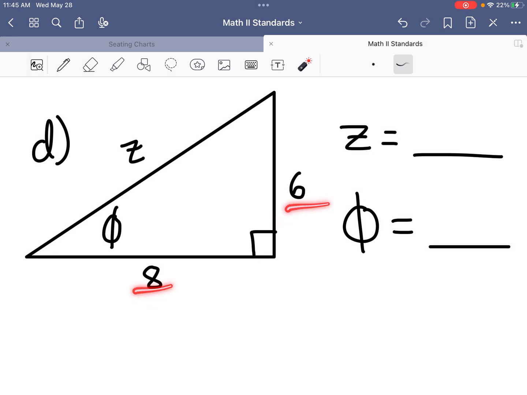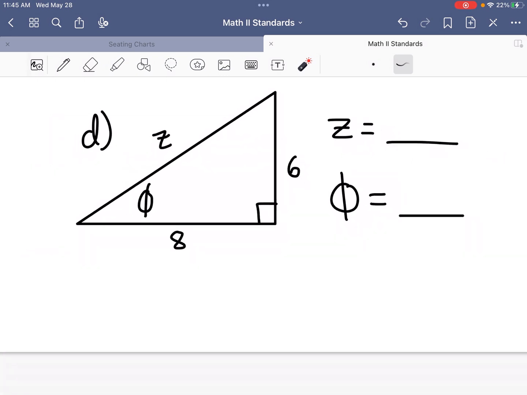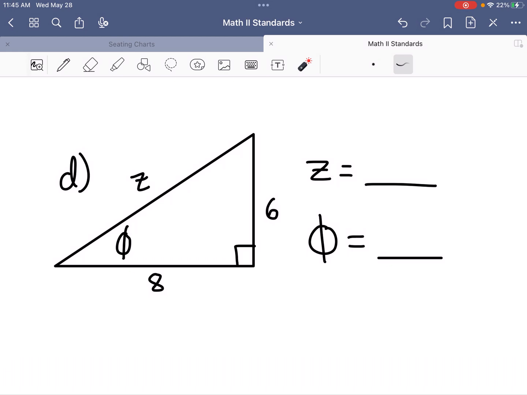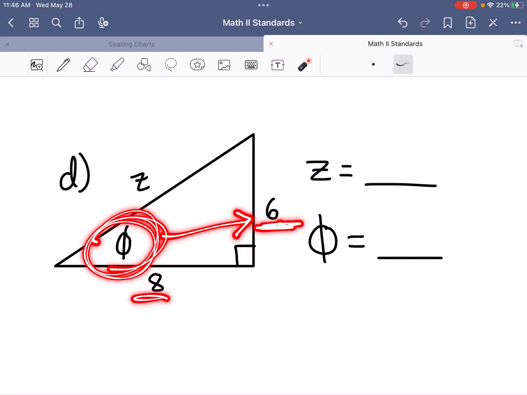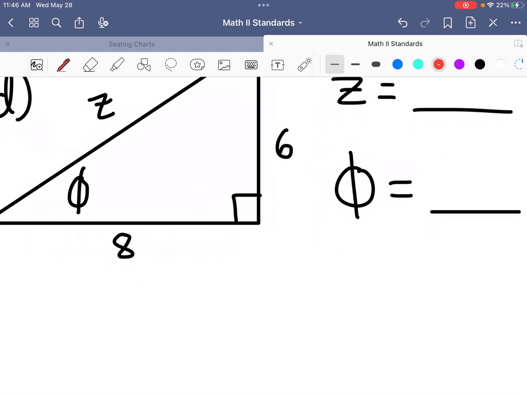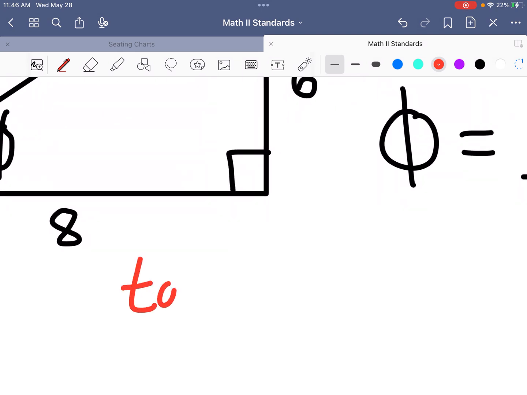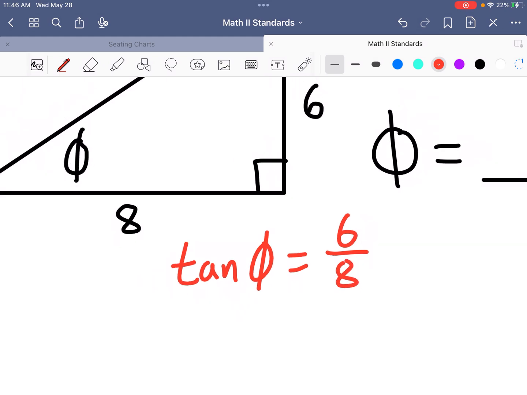A squared plus b squared equals z squared. But to find the angle, what I need to do is set up a trig ratio and then use the inverse trig function. So looking at the angle that I'm trying to find, I have the opposite side given and the adjacent side given to me. That's TOA, tangent, opposite over adjacent. So I'm going to say tangent of phi is equal to opposite over adjacent.